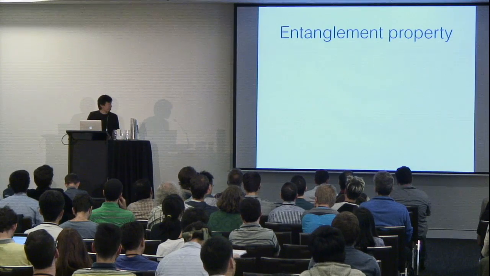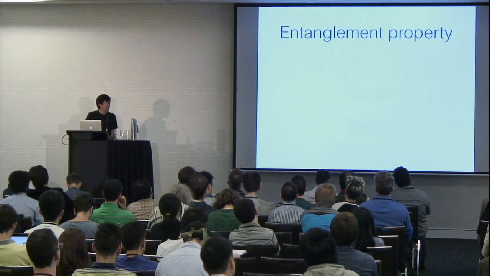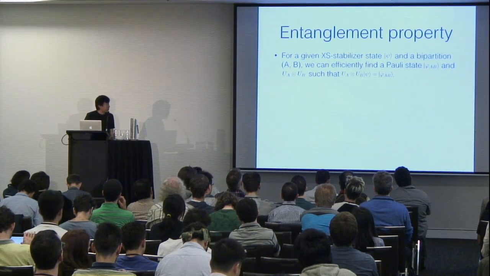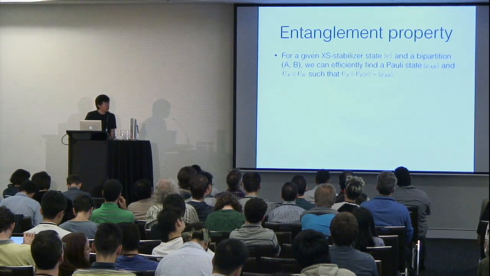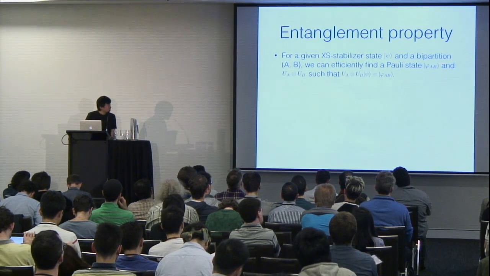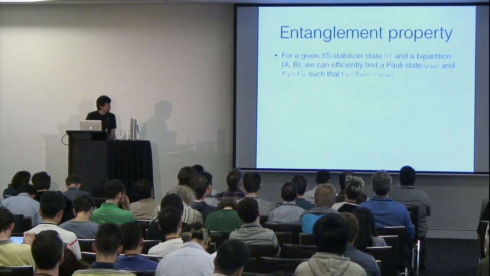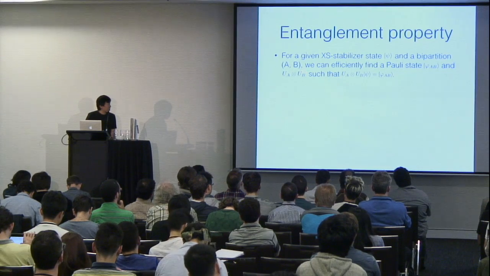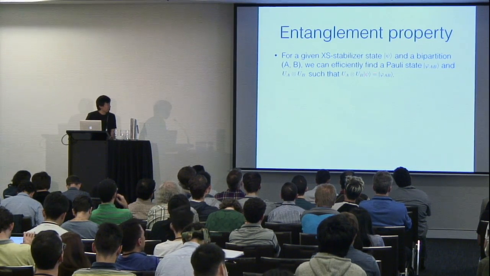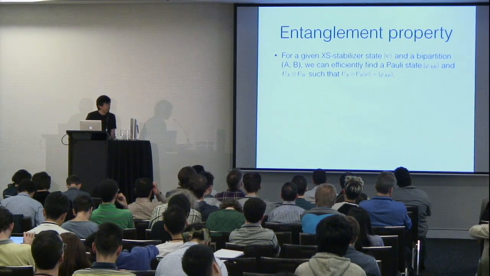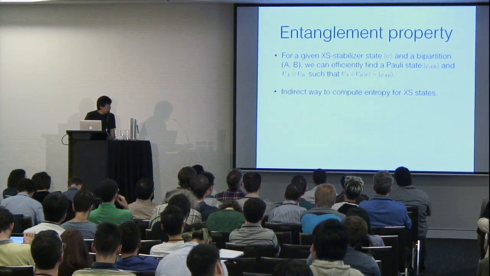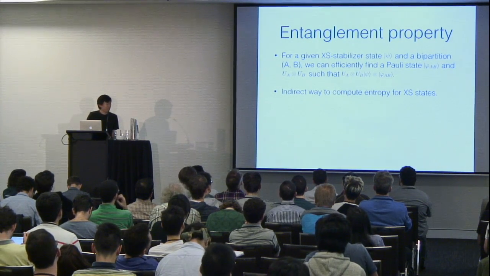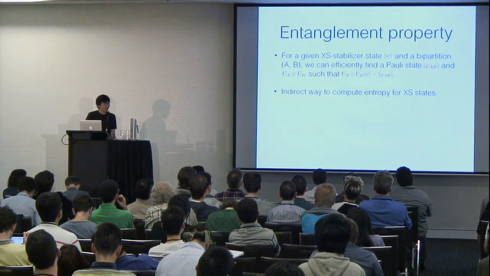So there are also some interesting entanglement properties of the XS stabilizer states. What we can show is that for a given XS stabilizer state psi and some bipartition, we can always efficiently find a Pauli stabilizer state V_AB, which depends on the bipartition, and some unitary, such that they can map the XS stabilizer state to the Pauli stabilizer state. So this gives an indirect way to compute the entropy for XS stabilizer states, because people know how to compute it for the Pauli stabilizer states.